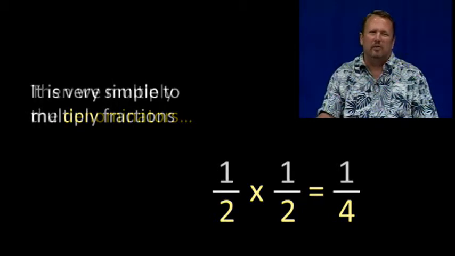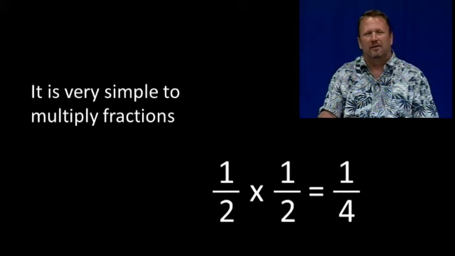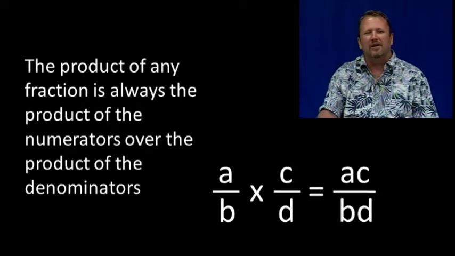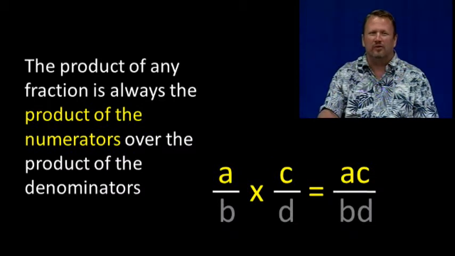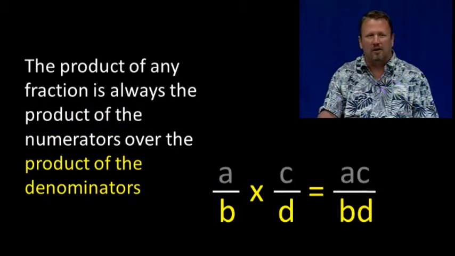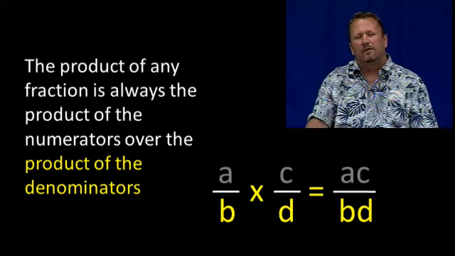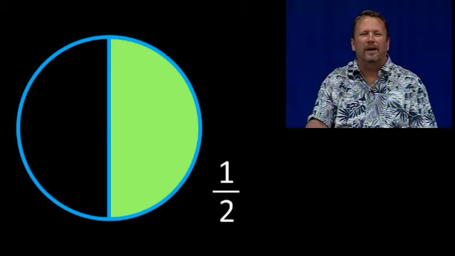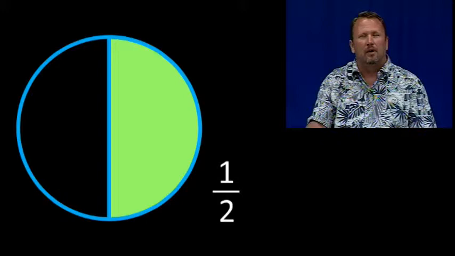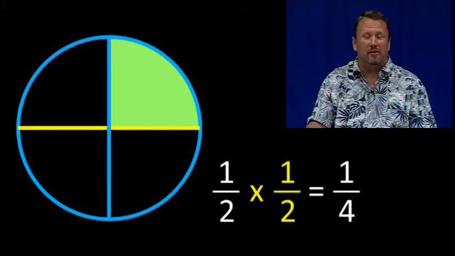So it is very simple to multiply fractions. The product of any fraction is always the product of the numerators over the product of the denominators. So here again is my fraction 1/2. When we take the fraction 1/2 and multiply that by 1/2, the product is 1/4.